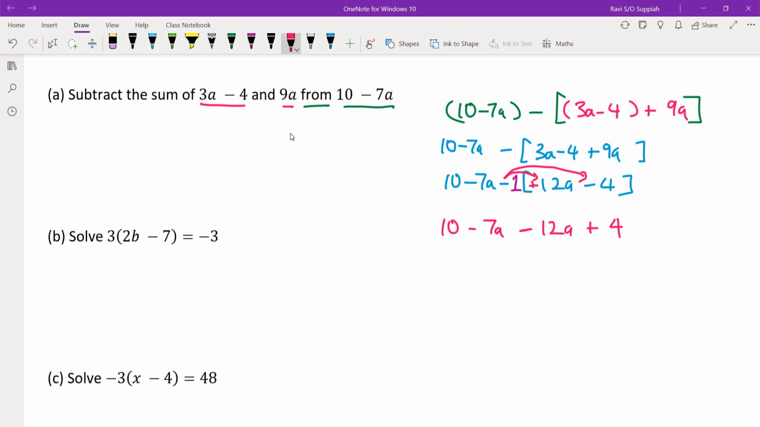So the 10 plus 4, I'll get 14, and minus 7a and minus 12a, I'll get minus 19a. So that is the final answer over here, 14 minus 19a.